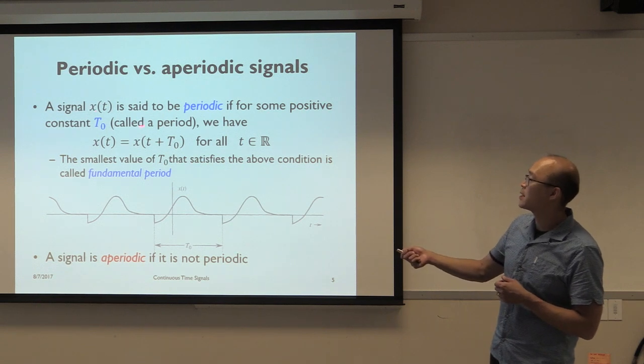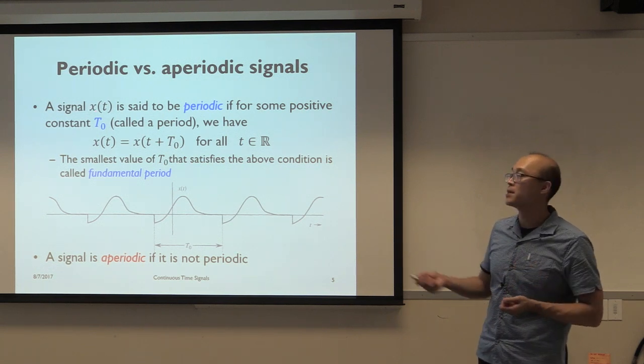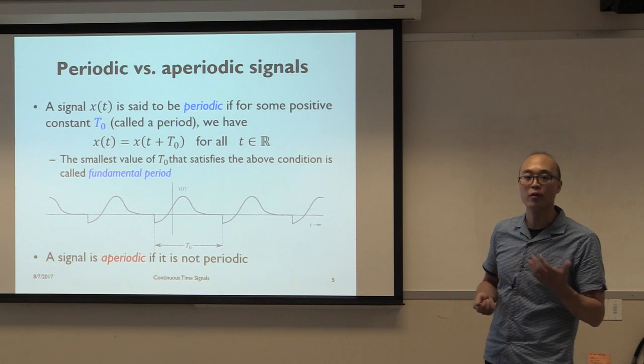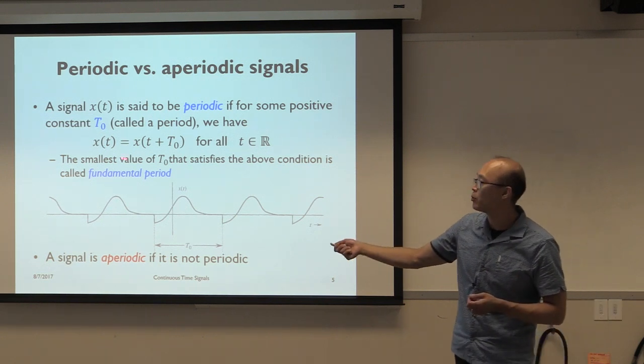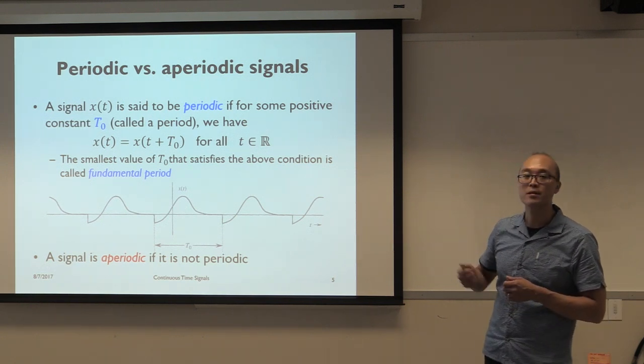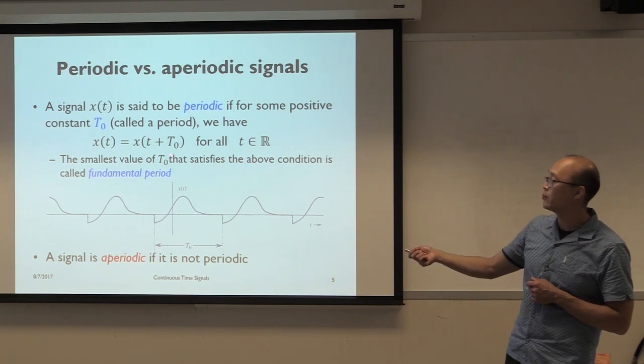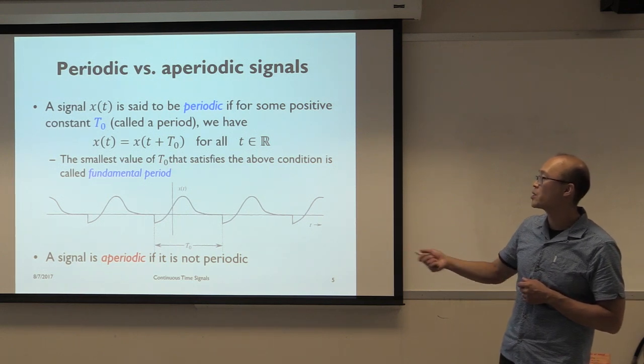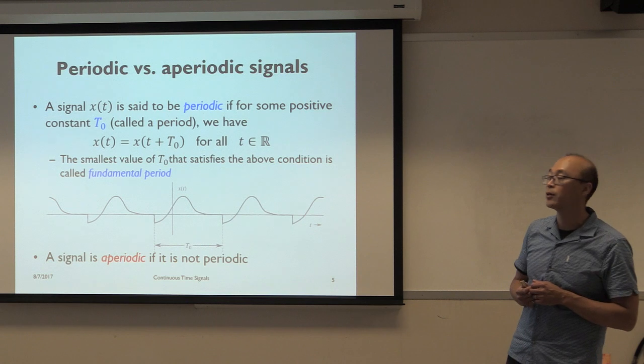So signal x is said to be periodic if you find some positive constant T naught, which is called the period, such that this relationship holds for all time t. The smallest value of T naught that satisfies this condition is called the fundamental period.